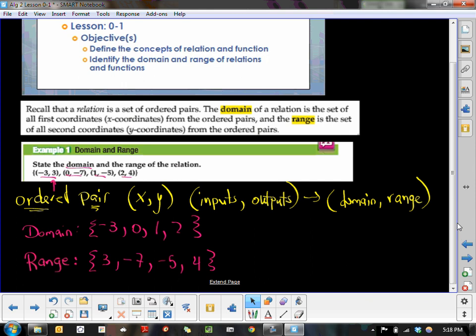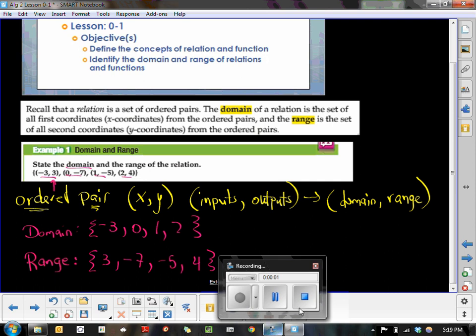Okay, so in this example, we're trying to get down three of our main vocabulary words. A relation, a set of ordered pairs that builds a relationship between inputs and outputs. And then the vocabulary words domain and range. Domain is your input, your x value, the first value in your ordered pair, and the range is your y value or your outputs, the second value in your ordered pair. So it's pretty simple. It's just a matter of getting comfortable with some terminology.